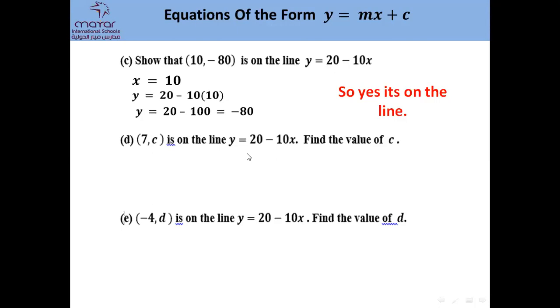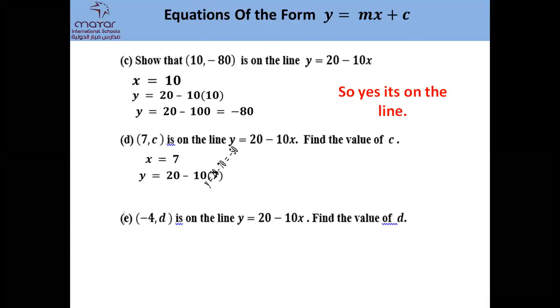Again, how did you substitute it? 20 minus 10, which is 10? No, that's wrong. Be careful, Nada, of the order of operations. You have 20 minus 10x. So 10x is 10 multiplied by x. You multiply first. Why 50? x is 7. So 10 times 7 is 70, and 20 minus 70 is negative 50. Excellent. So the value of C is negative 50.